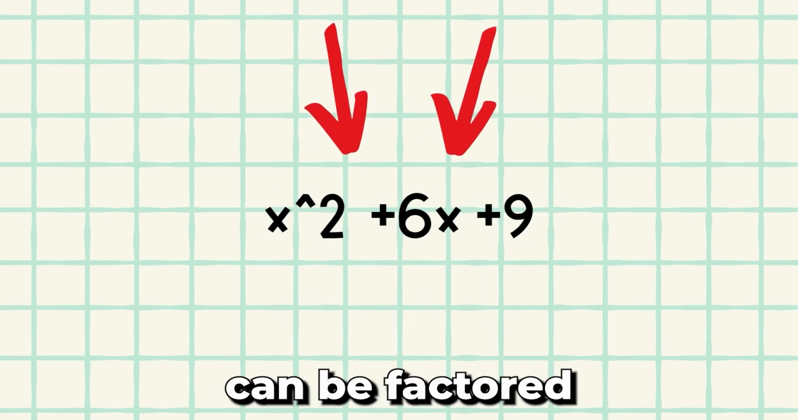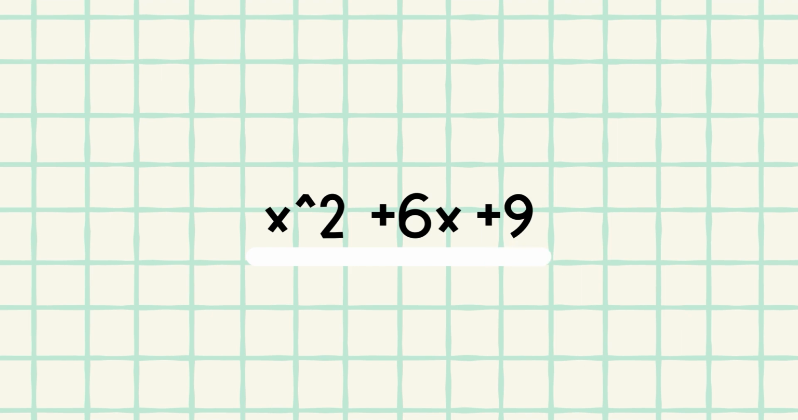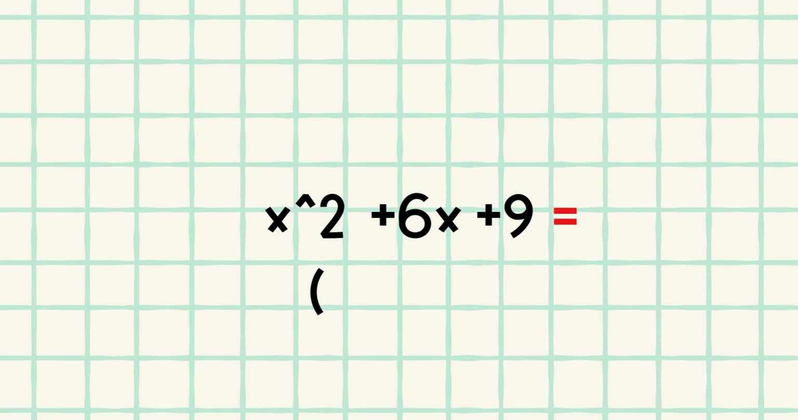Some quadratics can be factored into two identical factors. For example, x squared plus 6x plus 9 equals x plus 3 times x plus 3, which can be written as x plus 3 squared.